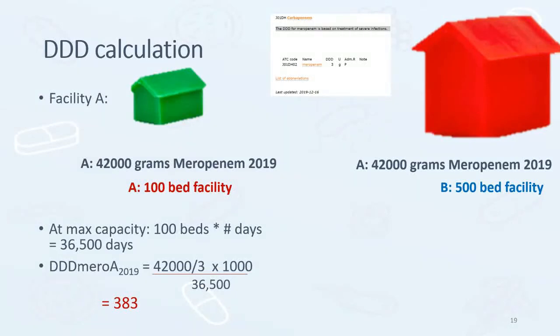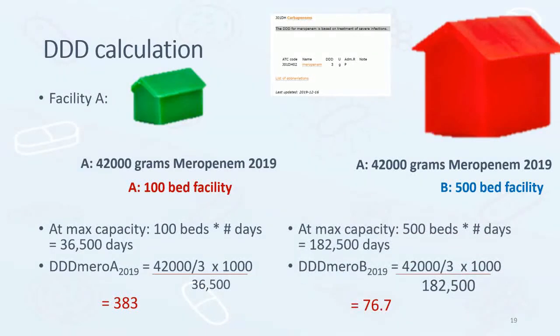So if facility A is at maximum capacity, that means the 100 beds that this hospital has continuously have a patient admitted. So it will be 100 beds times the number of days, which is 365 in a year, which is 36,500 days. So the DDD for meropenem in this case for 2019 for facility A is 383. If you take the same calculation and the same data, but take into account the difference in capacity, which is 500 for facility B, at maximum capacity, the DDD for meropenem for facility B is 76.